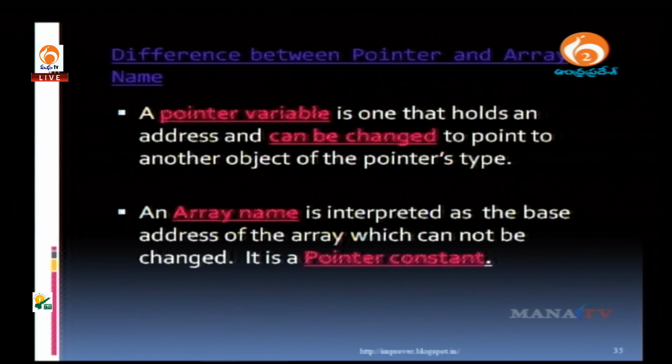One important interview question is the difference between a pointer and an array name. A pointer variable is one that holds an address and can be changed. That address may be changed to point to another object, another array, another structure, or another variable of the pointer's type.